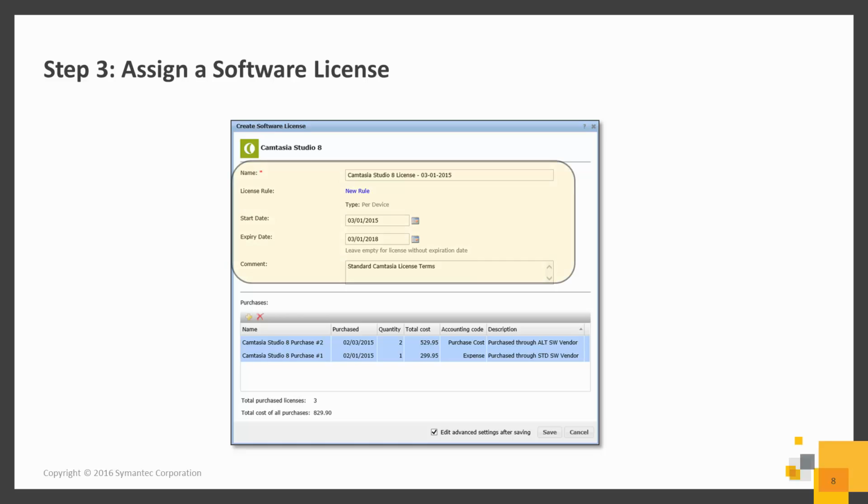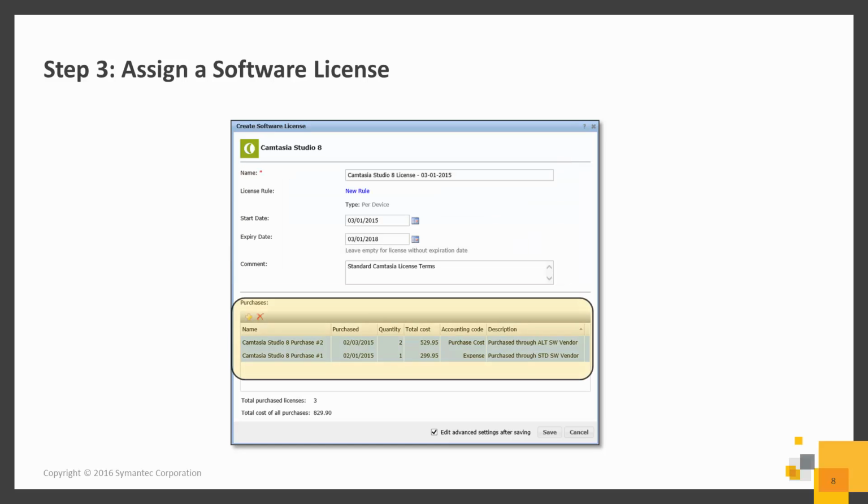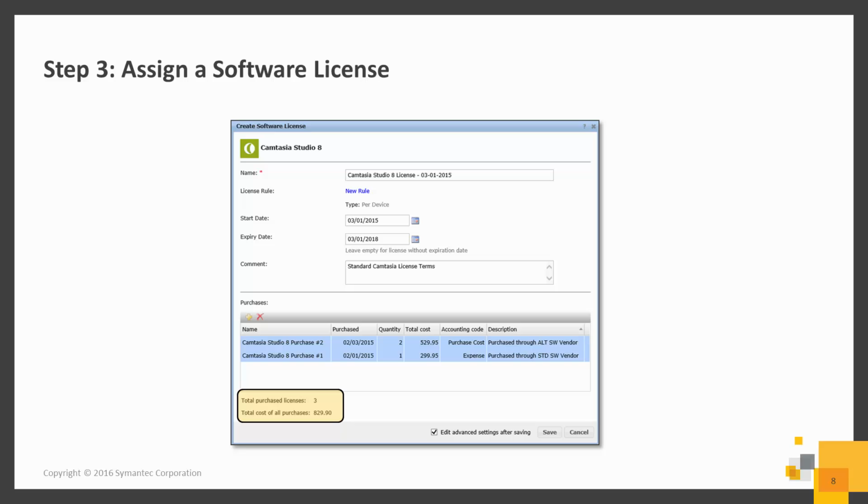You would start by entering the name of the software license, start and end dates, and if applicable, any comments about the license itself. Purchases can be entered at this time and can indicate the description, purchase date, quantity, and cost, as well as accounting state, whether it is expensed or purchased. Once the purchases are entered, the quantity and cost are calculated at the bottom of the page.